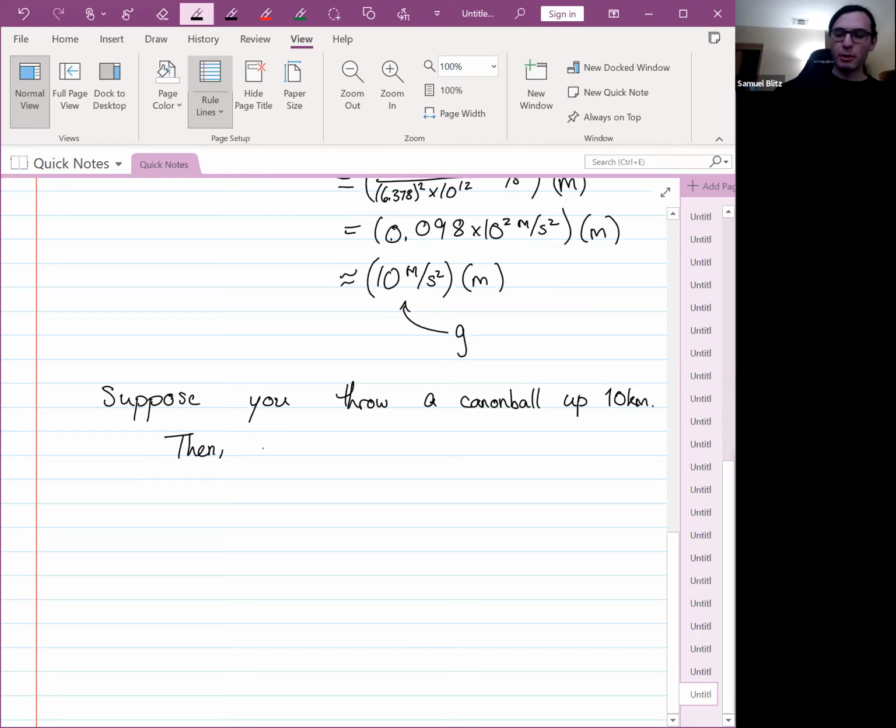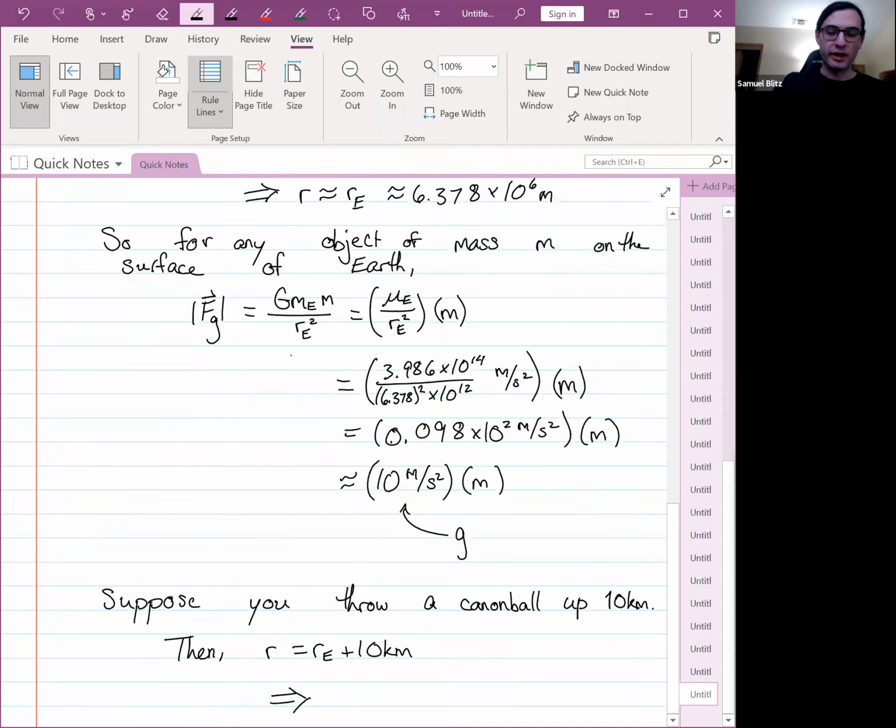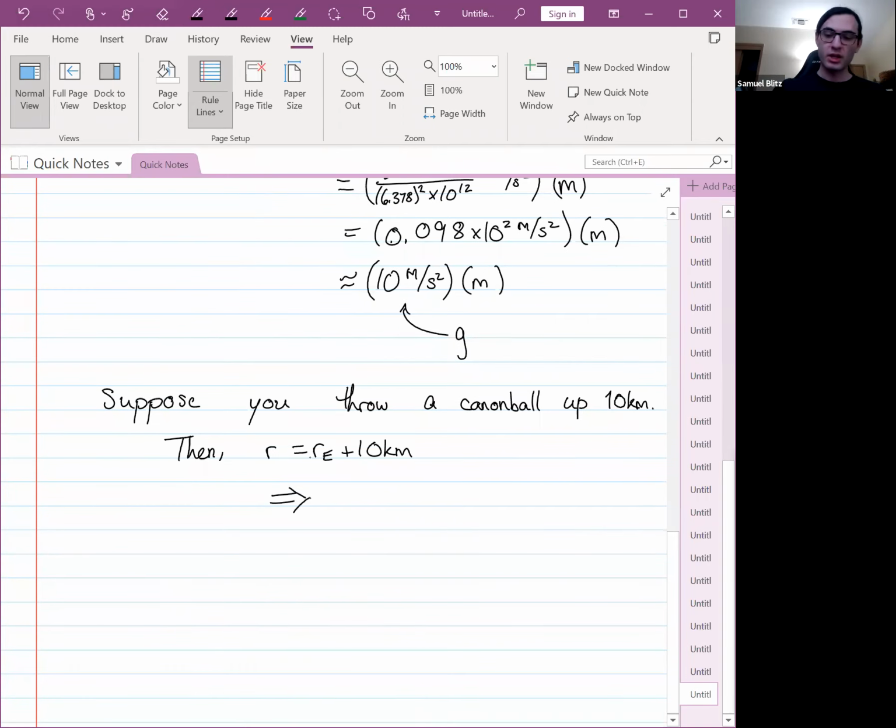Then the radius that we plug in for the gravitational force would actually be the radius of the Earth plus 10 kilometers, right? Because now you're 10 kilometers further away from the center of the Earth than the surface is. So you can go through this whole calculation, just replacing R_E with R_E plus 10 kilometers, and you would find the gravitational force at that height is about 9.77 meters per second squared times the mass.